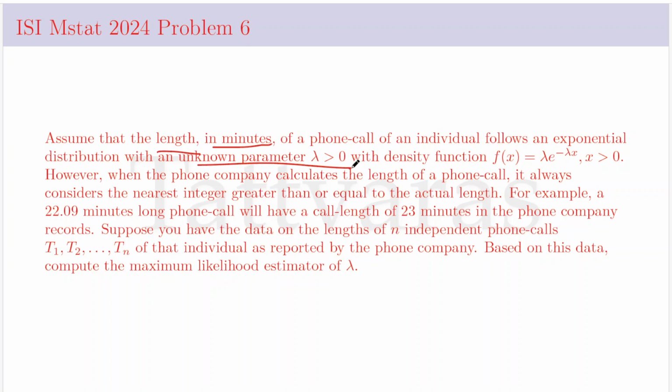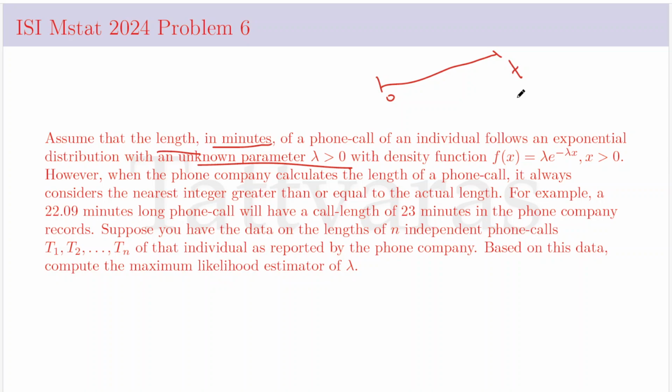The phone call length, as you all can understand, will start at a certain point and go up till some value. So that value t is being modeled using an exponential distribution. That has an unknown parameter that we call the scale parameter of the exponential distribution. Suppose it is lambda.